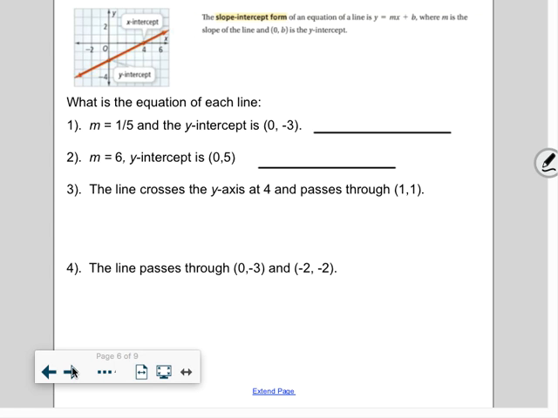David, what do you think? Y equals 1/5 x. Can you do plus the negative 3? Yeah, but we typically don't do plus a negative 3. The equivalent way would be minus 3. Okay? Yeah.